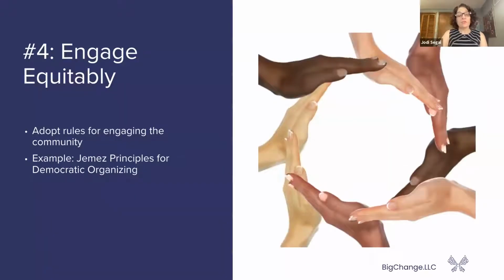Now that you've looked internally on basic equity issues, it's time to look externally. Consider and adopt rules for how you engage community members. The HEMAS principles of democratic organizing are just one example of rules that can be established. They're geared towards community organizing, but several of the rules apply universally. It's a good starting point for internal discussion to develop your own approach.